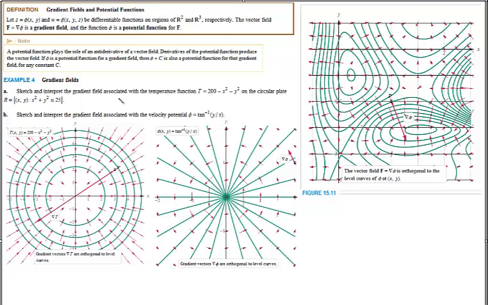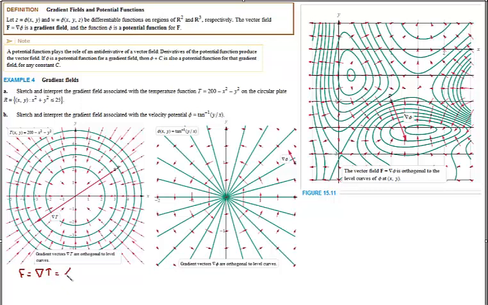In example 4, we're asked to sketch and interpret the gradient field associated with this temperature. It's kind of like a hot plate, if you will, and our function is x squared plus y squared is less than or equal to 5. So this would be our hot plate of radius 5. So our vector field F is then, changing this to the gradient field, going to be the gradient of T.